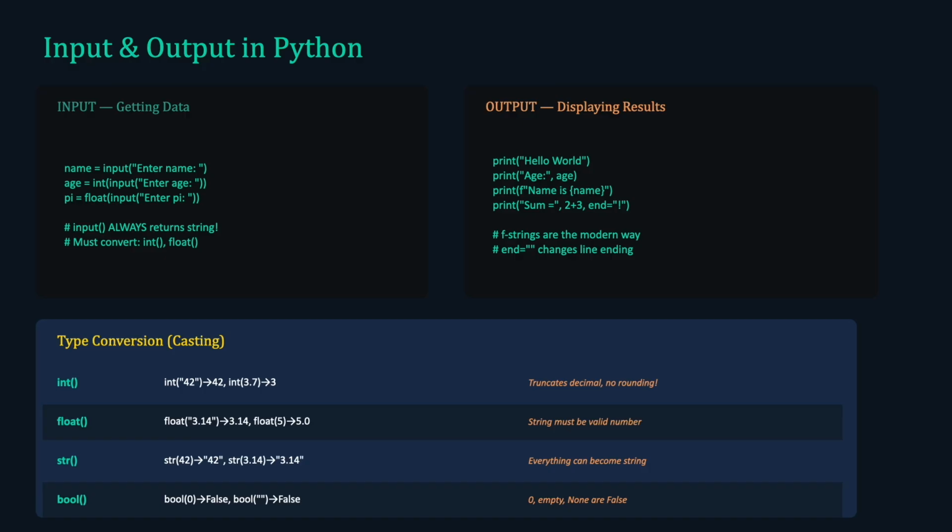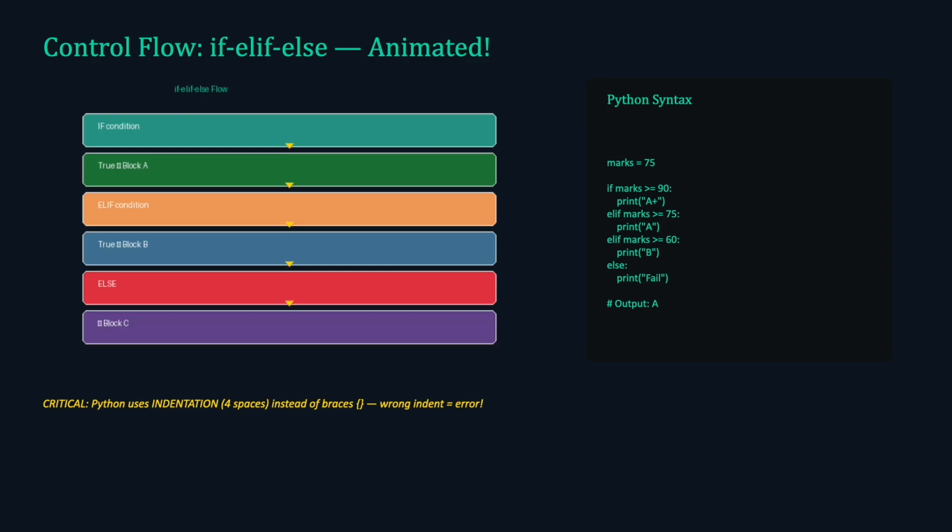Default is a new line. Type conversion: int truncates decimals without rounding. Bool of 0 or an empty string is False. Everything else is True. Watch the decision flow.